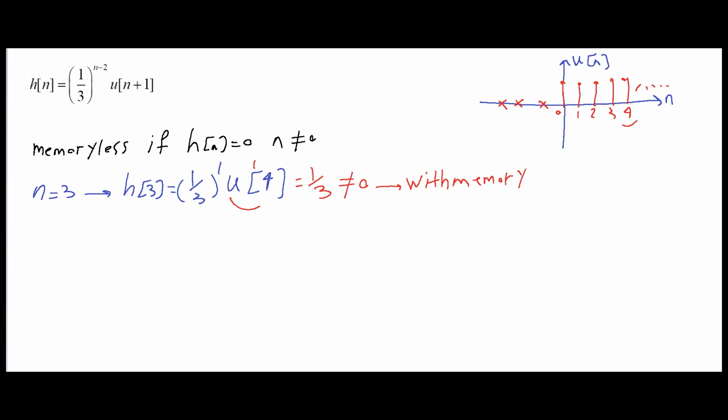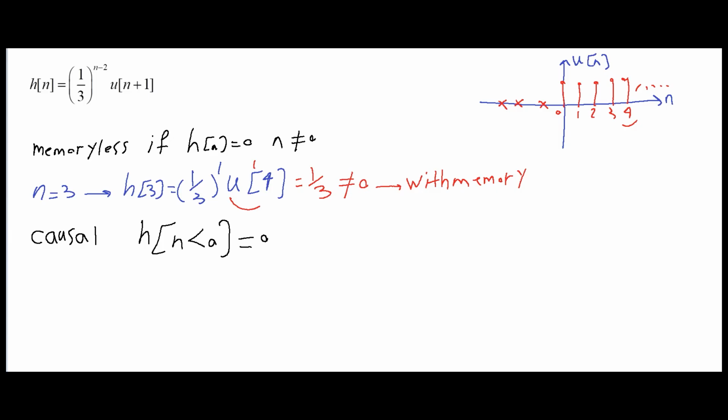Now let's move on to causality. We said that for an LTI system to be causal, h[n] must be equal to 0 for all negative values of n. If h[n] equals 0 for all negative n, then the system is causal.